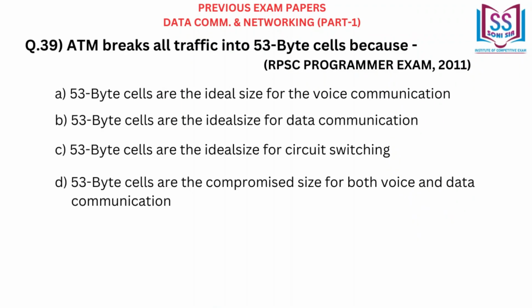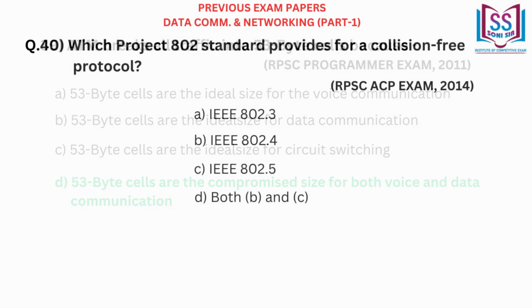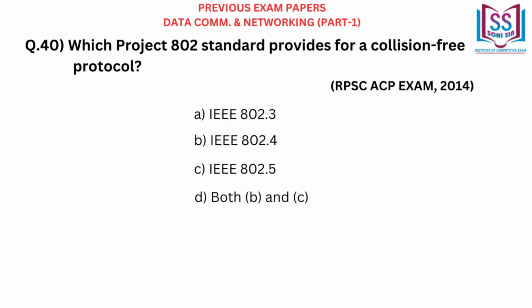ATM breaks all traffic into 53-byte cells because A. 53-byte cells are the ideal size for voice communication. B. 53-byte cells are the ideal size for data communication. C. 53-byte cells are the ideal size for circuit switching. D. 53-byte cells are the compromised size for both voice and data communication.